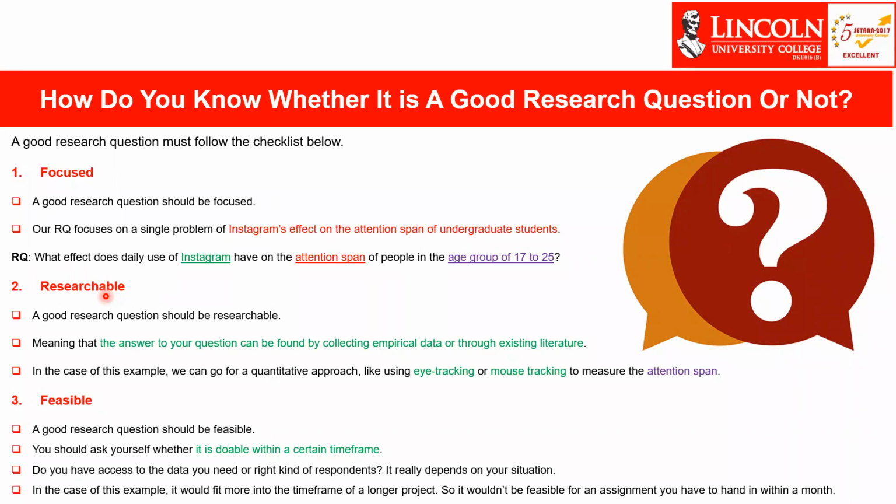Number three, feasible. A good research question should be feasible. So you should ask yourself whether it is doable within a certain time frame. Okay, do you have access to the data you need or the right kind of respondents? It really depends on your situation. If you don't have access to the data, then you drop it. You go for a different topic. But if you know that you have access to it, then you can embark on the journey.